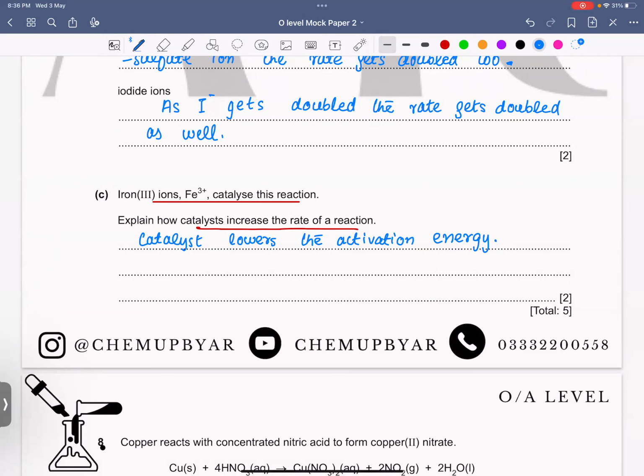So by adding the catalyst, the activation energy gets lower, and when the activation energy gets lowered, a more proportion of molecules or particles have energy greater than or equal to the activation energy, right? And as a result, more frequent successful collisions occur. So it's for 2 marks. I think these 2 points are enough.